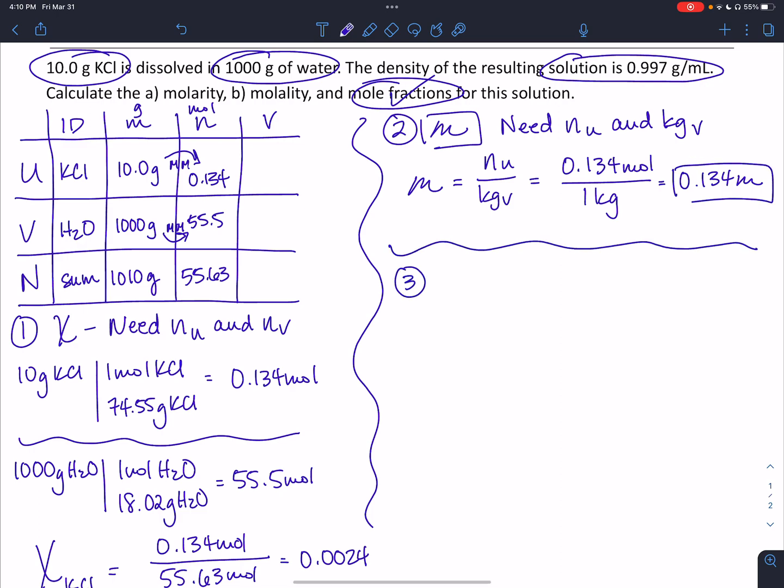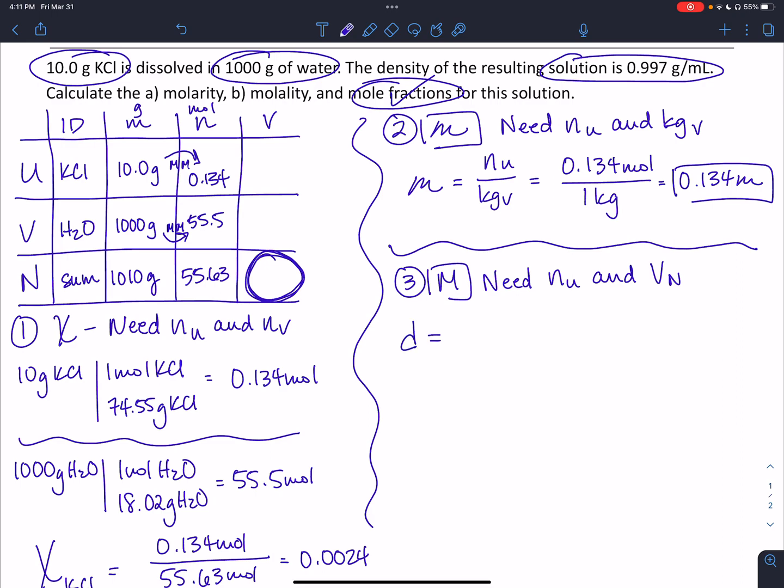The third one is molarity. For molarity, I need moles of solute and I need volume of the solution. Again, I have my moles of solute. That's done. What I need, though, is this number right here. And I don't have information about the volume of my solute. I could get my volume of solution, but I can't do the same thing for the volume of the solute. So I need a different way to figure out what the volume of solution is. And that's where your density is going to come in.